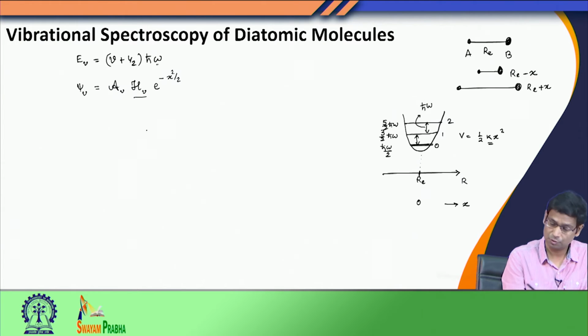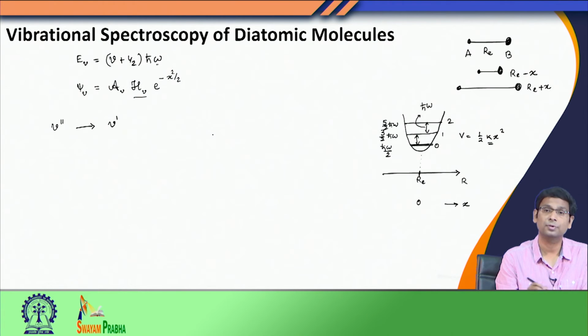Suppose we want to do a transition from an arbitrary state v double prime to v prime. What we would do is try to find light whose energy corresponds to the difference between the energy level of v prime and v double prime. For such a transition to occur, we need to satisfy a few conditions, and this is what we are going to discuss next.